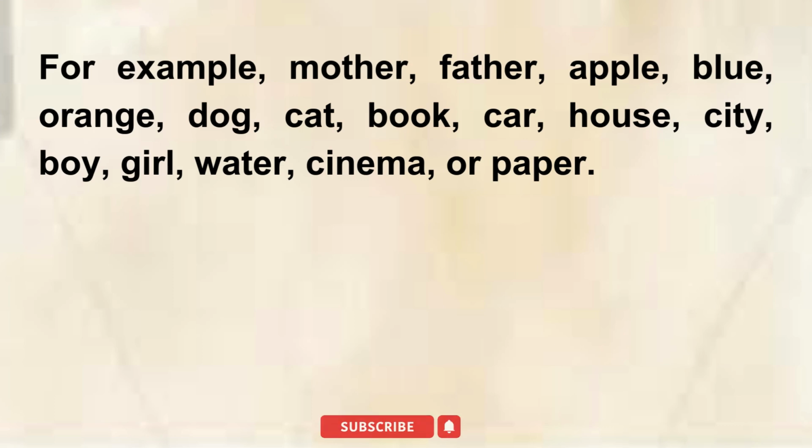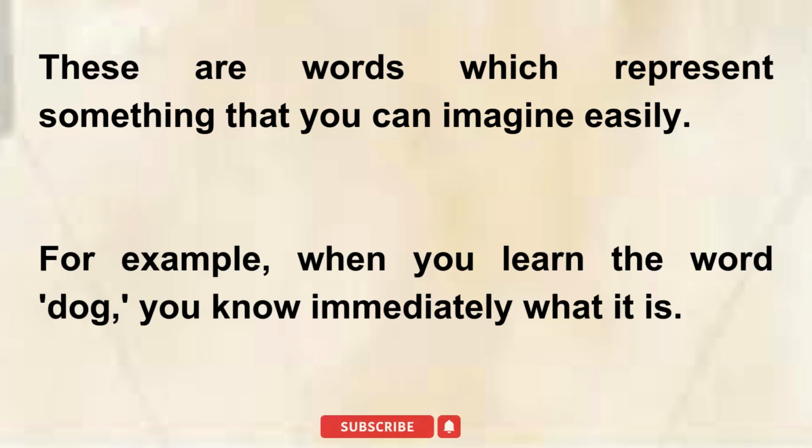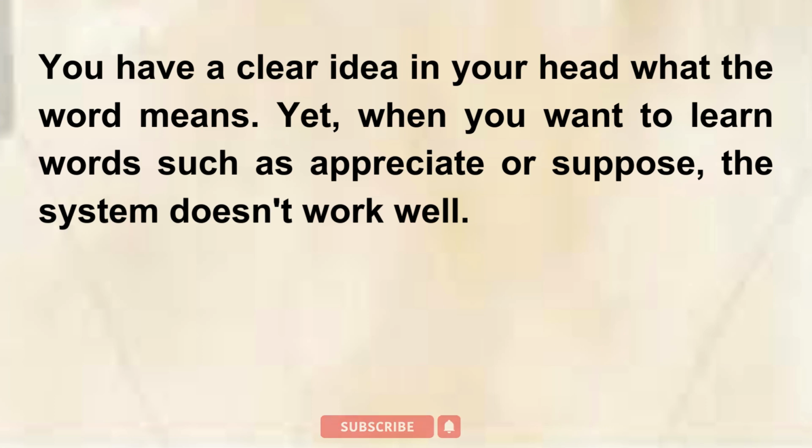For example, mother, father, apple, blue, orange, dog, cat, book, car, house, city, boy, girl, water, cinema, or paper. These are words which represent something that you can imagine easily. For example, when you learn the word dog, you know immediately what it is. You have a clear idea in your head what the word means. Yet, when you want to learn words such as appreciate or suppose, the system doesn't work well.